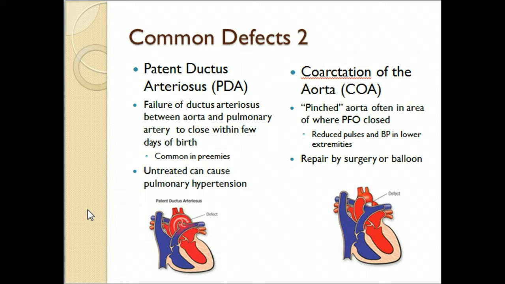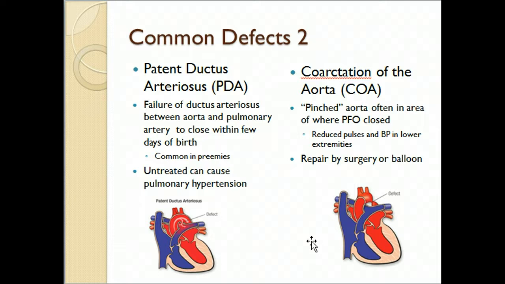Coarctation of the aorta, a COA. So if you look at the diagram, you can see where the aorta has a pinch in it. So it's often in the area where the patent foramen ovale closed. So back when I worked at the Children's Hospital, we had a few kids that were sent in through sports physicals, through school nurses. And one of the things they checked is, they'll check your pulse not only on your wrist, but also in your extremities. So they'll do blood pressure on the upper and lower extremities and check pulses. And so if they're reduced in the lower extremities, that could indicate a coarctation of an aorta.